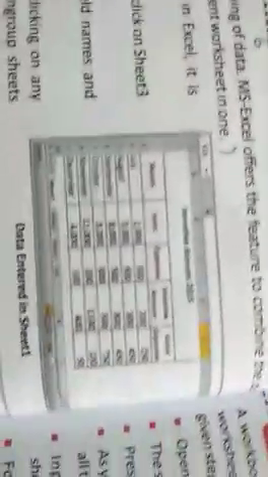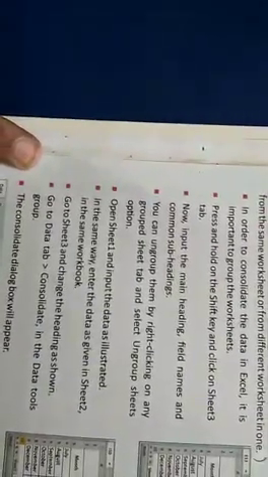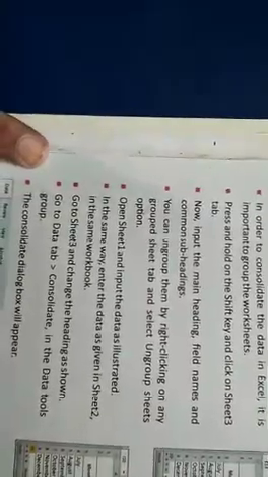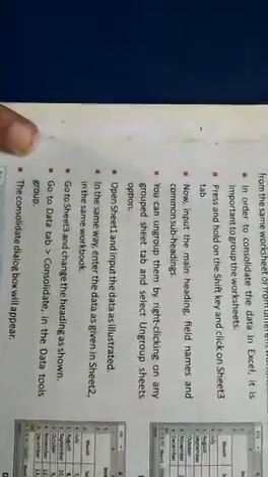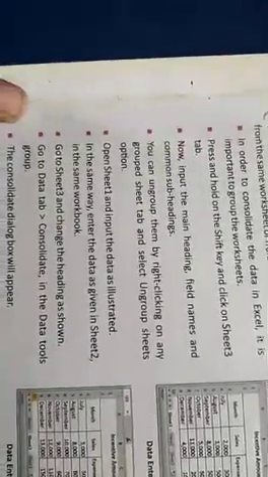Data entered in sheet 2. You have entered the data in sheet 1, and you have entered the data in sheet 2 now. You can ungroup them by right clicking on any of the grouped sheet tabs and selecting the ungroup sheets option. You can also group or ungroup sheets.